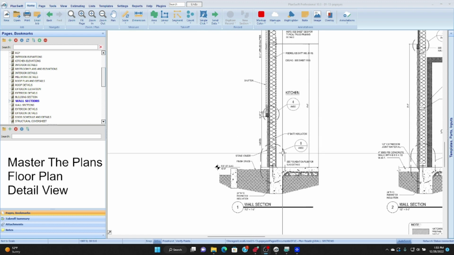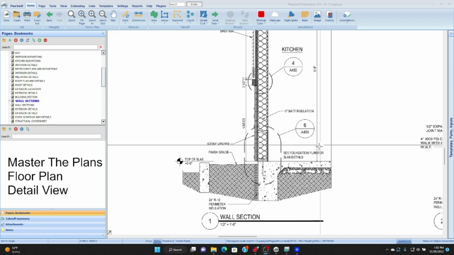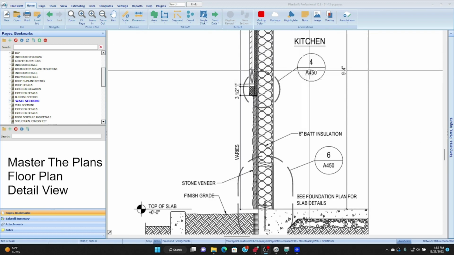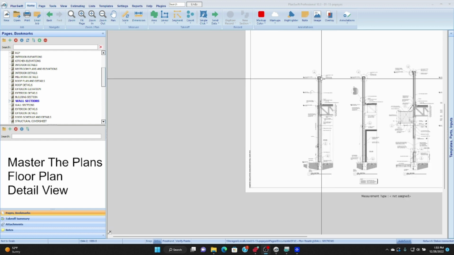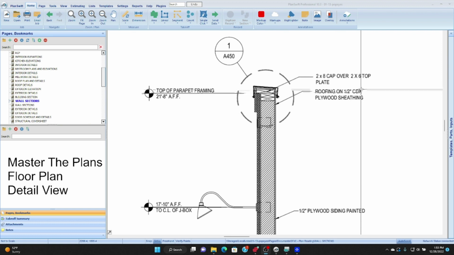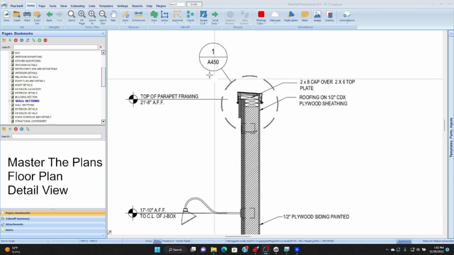Okay, so detail callouts are very important. It doesn't make a difference where they're located. If you see that what's within the circle is part of your scope of work, then you must follow the call out. For instance, we have here at the parapet cap the call out 1/A450, and say for instance we are the roofer.